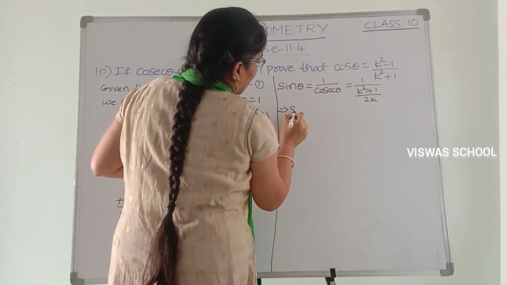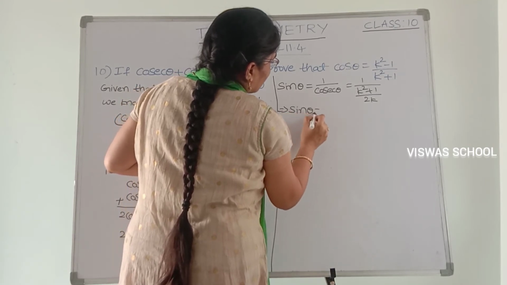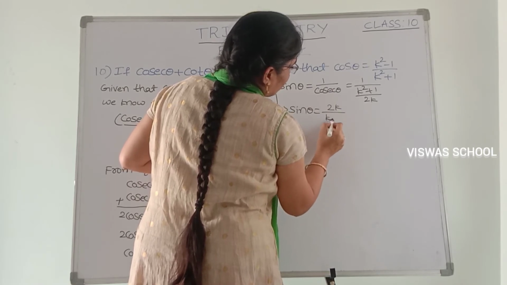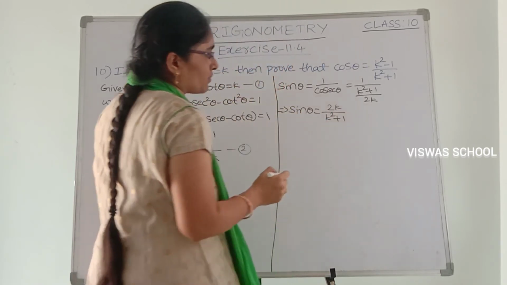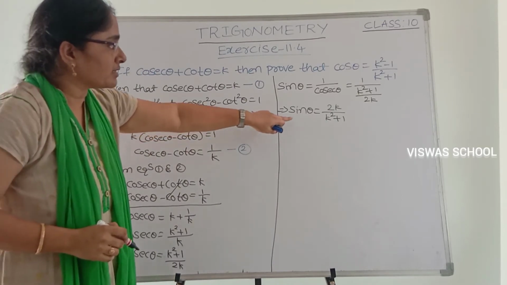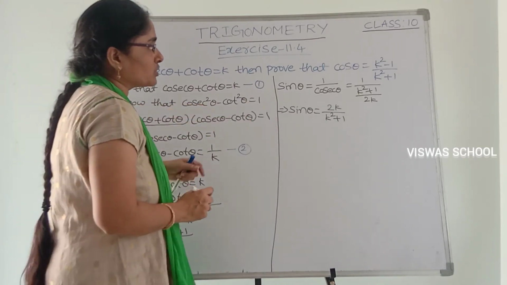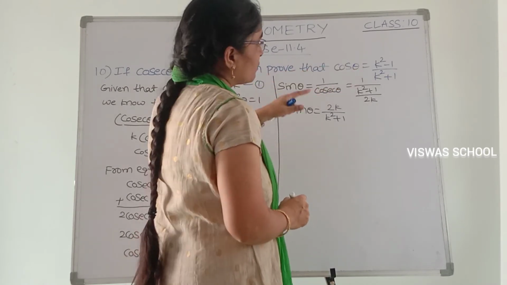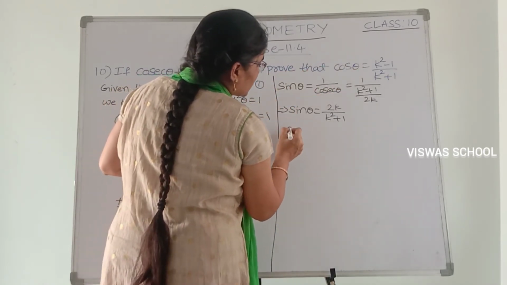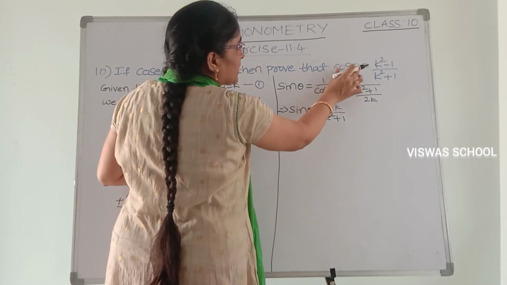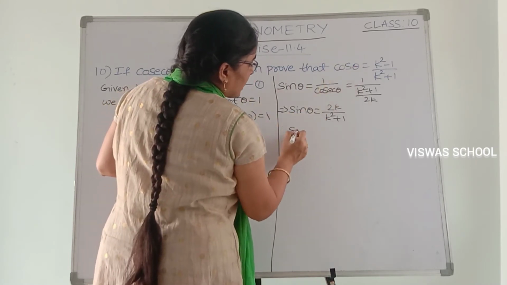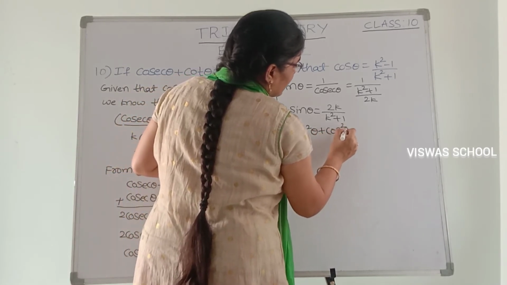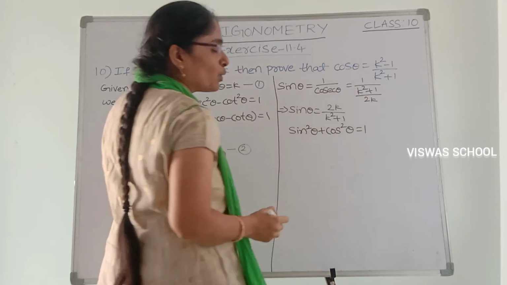From this, what is the sine theta value? This is the reciprocal, no? That's why write it as 2k by k square plus 1. This is the sine theta value. Already we know that here we have to find the cos theta value. What is the trigonometric identity related to sine and cos? That is sine square theta plus cos square theta is equal to 1.